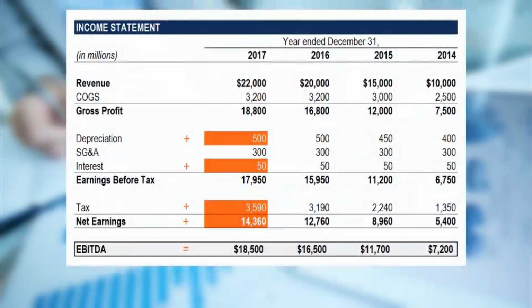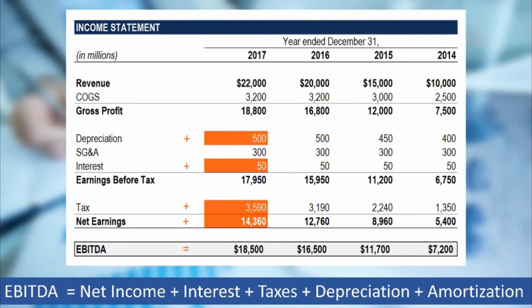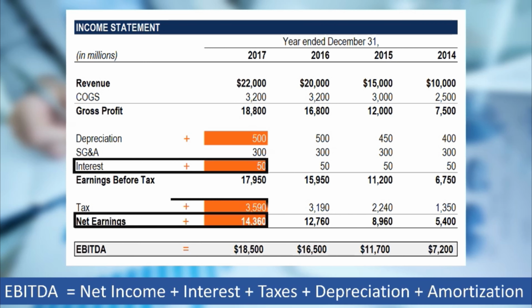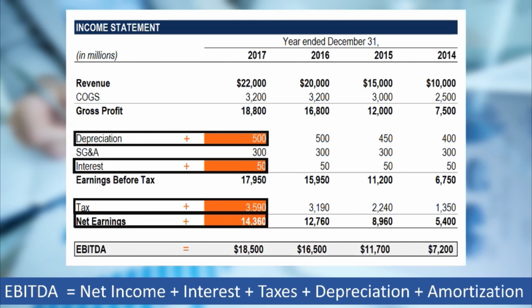This is what an income statement or a P&L statement looks like. So let's look at how to calculate EBITDA with the help of this company's financial statement. To calculate EBITDA, we add net income, interest, taxes, depreciation and amortization. So the net earnings, that is 14,360, we add interest, that is 50, taxes, that is 3,590 and depreciation, that is 500. Since there are no amortization expenses of this company for this financial year, the amount is equal to null. So on adding these, we get EBITDA, that is 18,500.